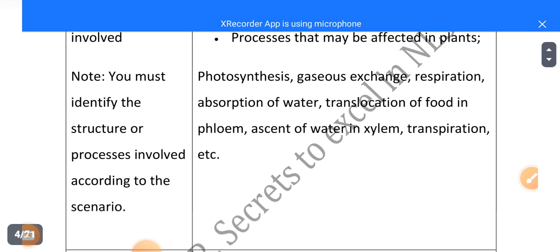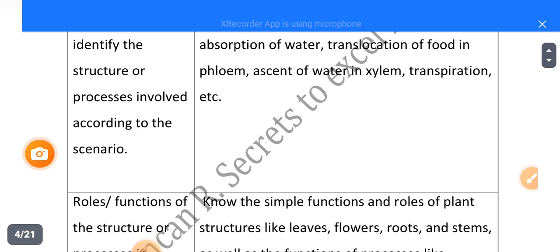Now, when you look at the basis of assessment, they say note: you must identify the structure. If they say identify the structure, you identify. When they say give the process, you give the what? The process according to the what? To the scenario which is involved.